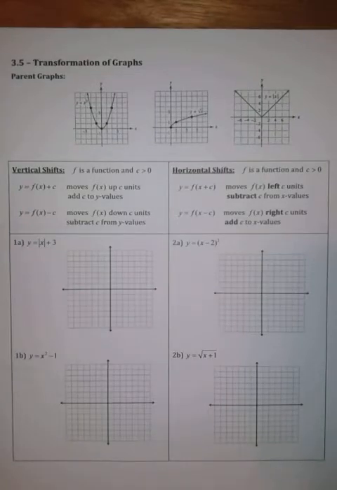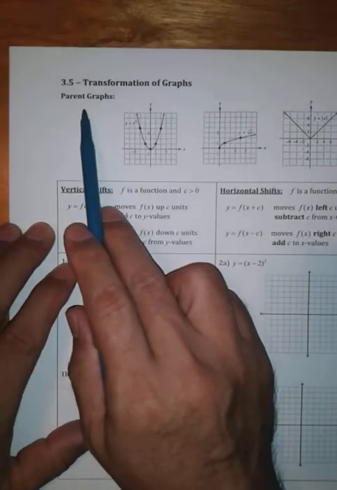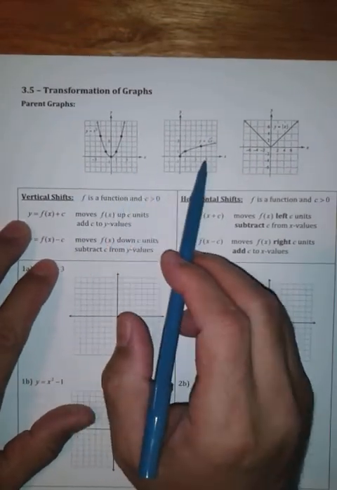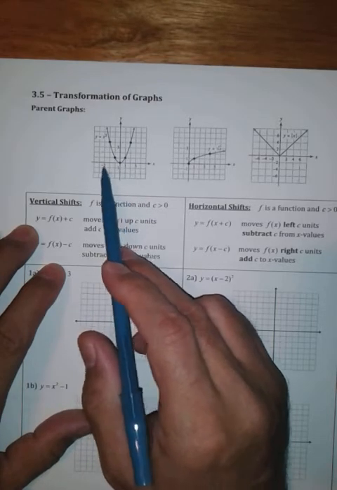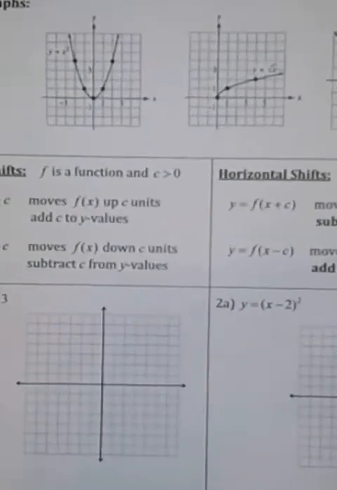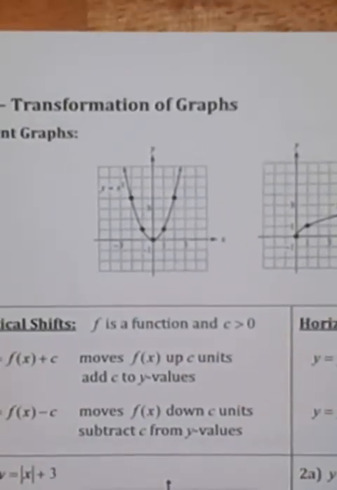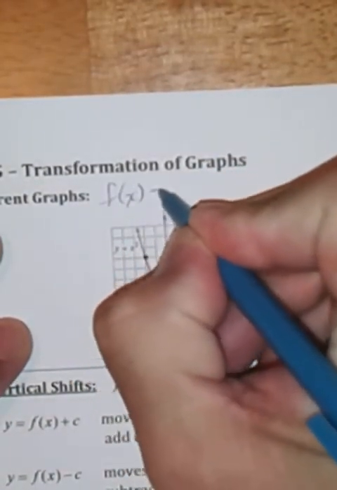All right, this is section 3.5, transformation of graphs. We start with what we call the parent graphs, which means graphs that we know something about, in particular, the location of points relative to one of the points. So we look at the first one, which is y equals x squared, or we can say f of x equals x squared.